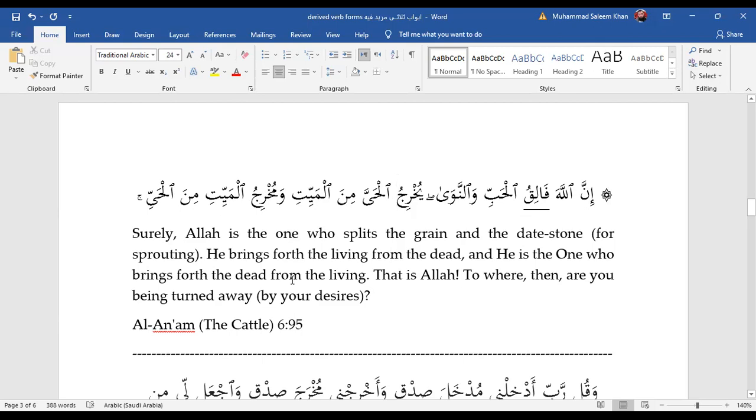Now you see here, look at the meaning. Surely Allah is the one who splits the grain and the date seed. So al-hab is the grain and nawa is the date seed, for sprouting, for nourishing them, for bringing them forth. Yes. Yukhriju, he brings forth al-hayya, the living, min al-mayyiti, from the dead.